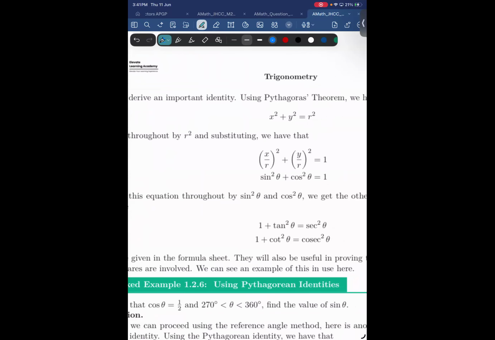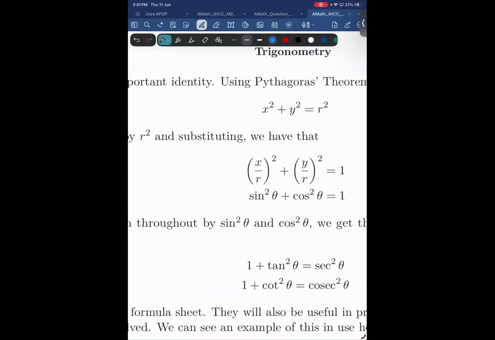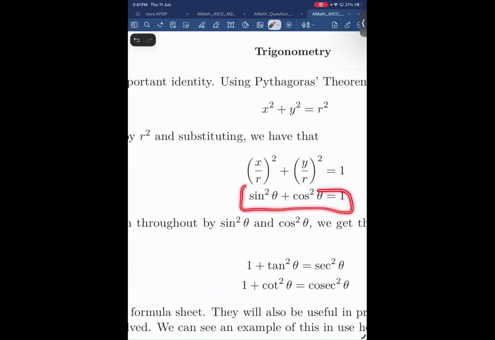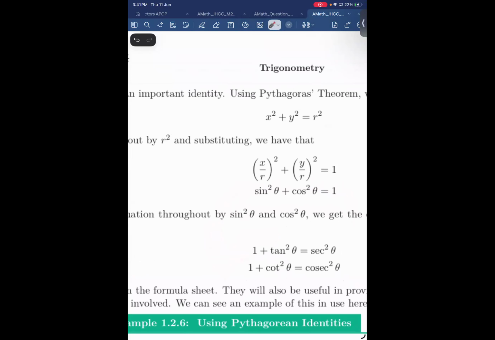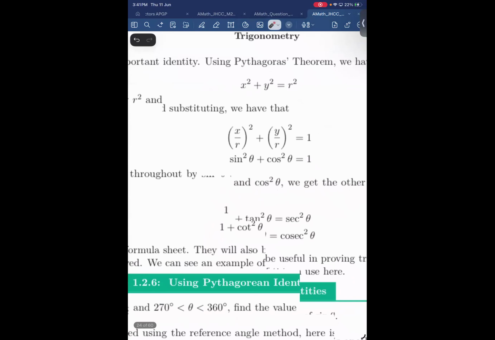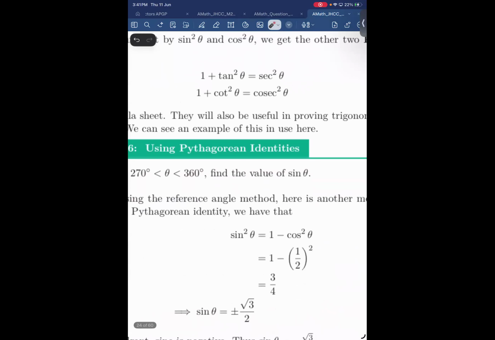How to go from one to the other? Actually, the only one you really need to memorize, if you even want to, is this one. The other two you can actually get from this one. For the first, you divide by sine squared theta on both sides, and for the second, you divide by cosine squared theta. But of course, that's if you want to know how to derive it, and you can just refer to the front page if you need to use it.